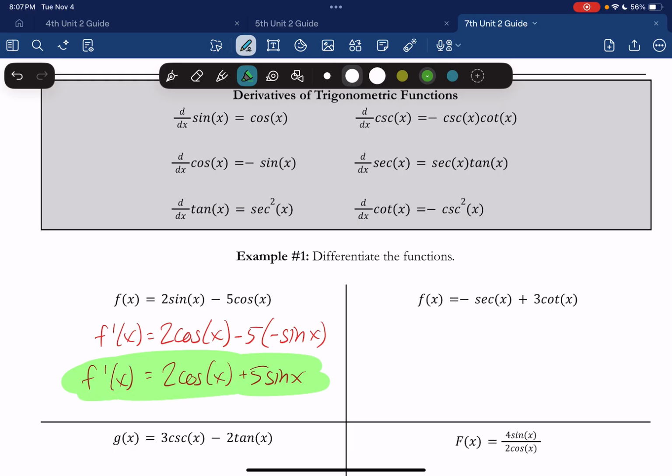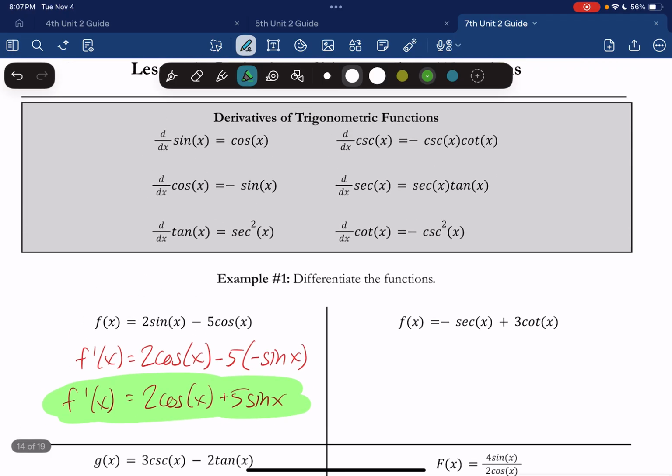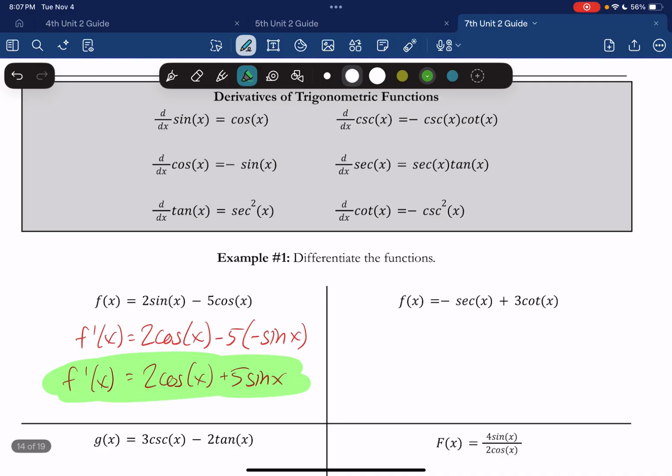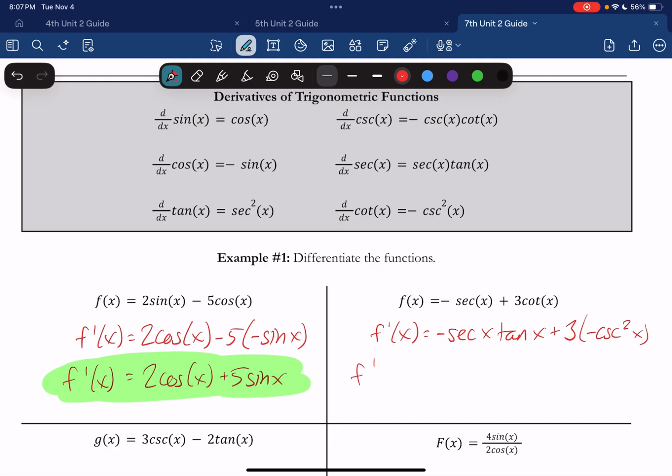Okay. All right, next one I got f of x is negative secant x plus 3 cotangent x. So my derivative f prime, so the derivative of secant is secant tangent. So I have negative secant x tangent x. Plus then 3 times the derivative of cotangent is negative cosecant squared x. So simplifying that, I got negative secant x tangent x minus 3 cosecant squared x.